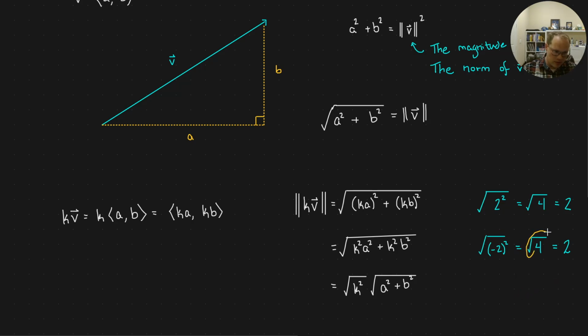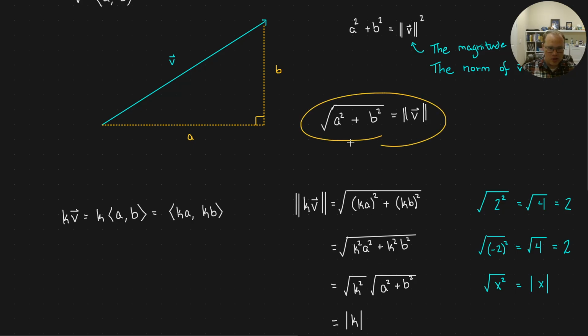Notice this symbol, this square root symbol, this principal root symbol, it always spits out the positive root. And so generally, if I have the square root of some number squared, it will spit out the positive version of this number, or the absolute value of that number. Okay? So the square root of k squared is going to give me the absolute value of k. And the square root of a squared plus b squared, well, hey, that's just the norm of the original vector v.